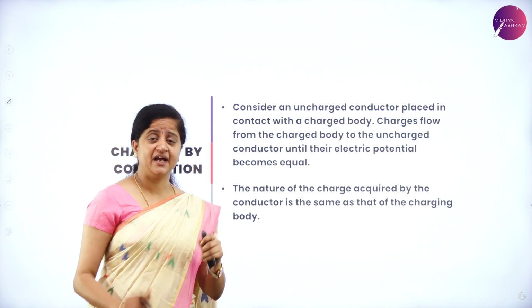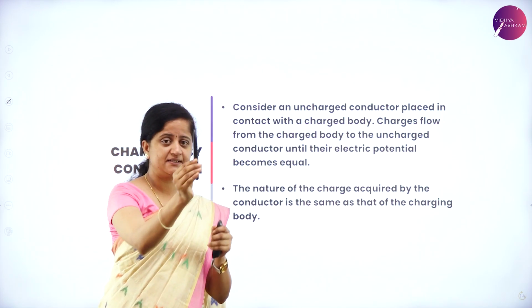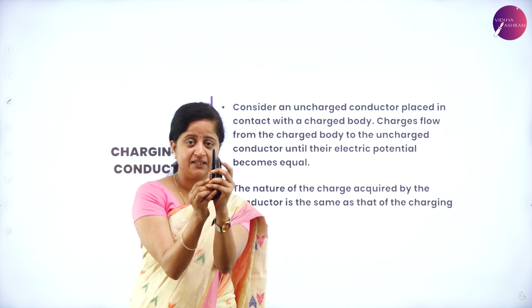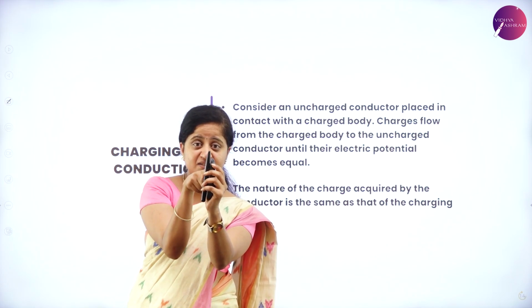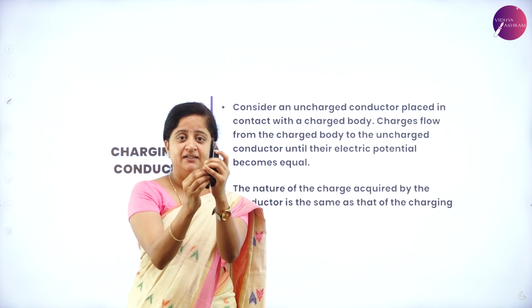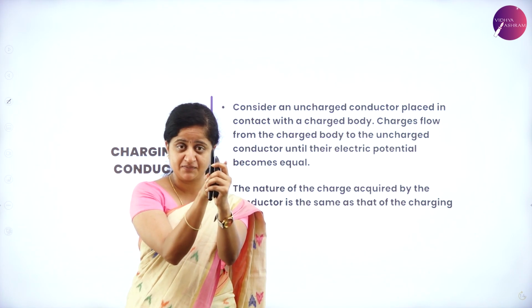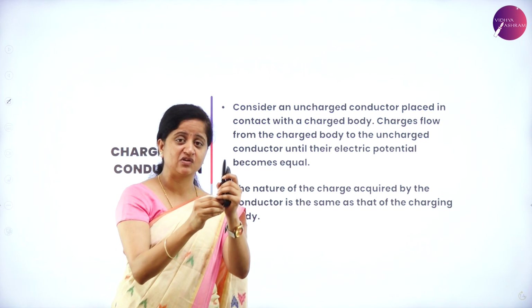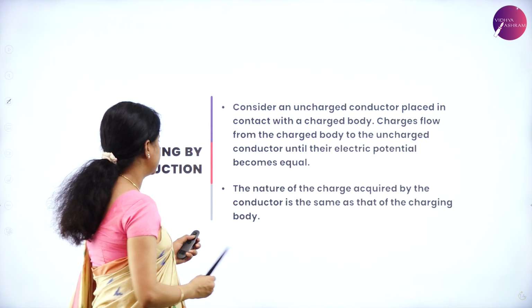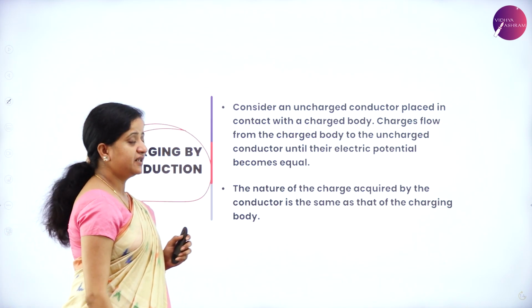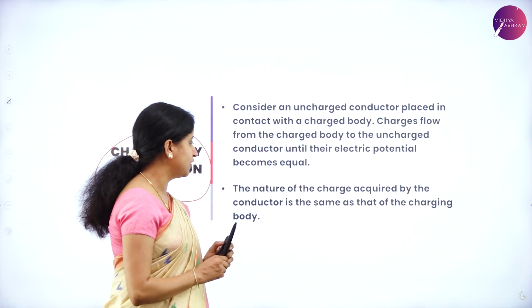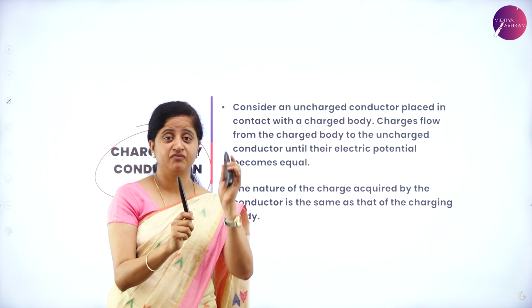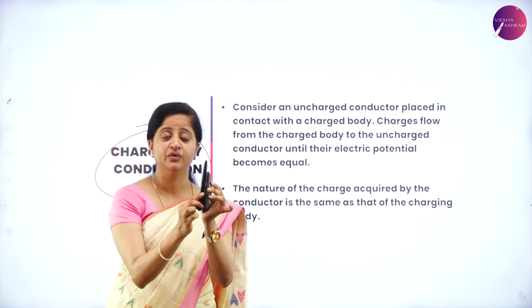So let me consider this as an uncharged body and this as a charged body. When these two are in contact with each other, the charges flow from the charged body to the uncharged body, and because of this conduction, the uncharged body is also getting charged. So that is called charging by conduction. The nature of the charge acquired by the uncharged body is the same as that of the charged body, because the same charges flow from one body to another due to conduction.